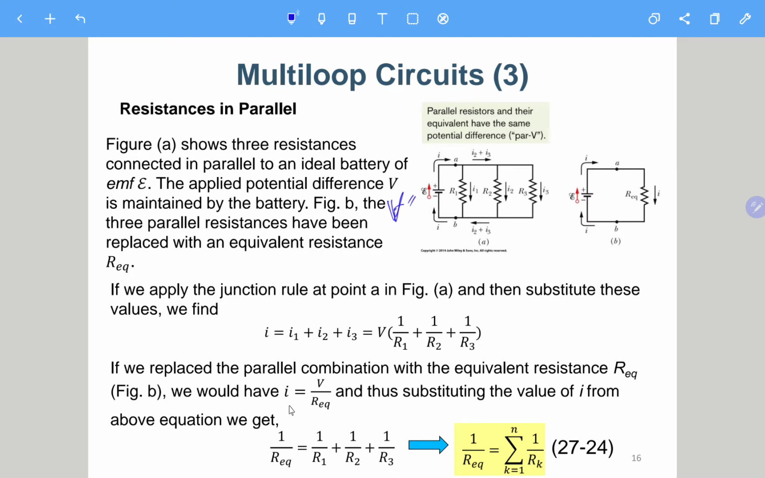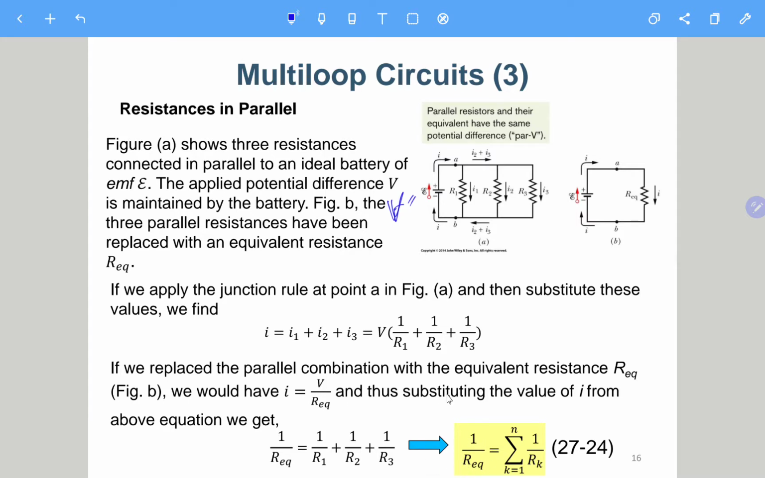So for this one, we have I equals V over Req, which means that the reciprocal of this one should be the same as this one, which means that 1 over R equivalent equals 1 over R1 plus 1 over R2 plus 1 over R3. So for parallel resistance, we take the reciprocal of the resistance and sum them together, and take the reciprocal again to get the equivalent parallel resistance.